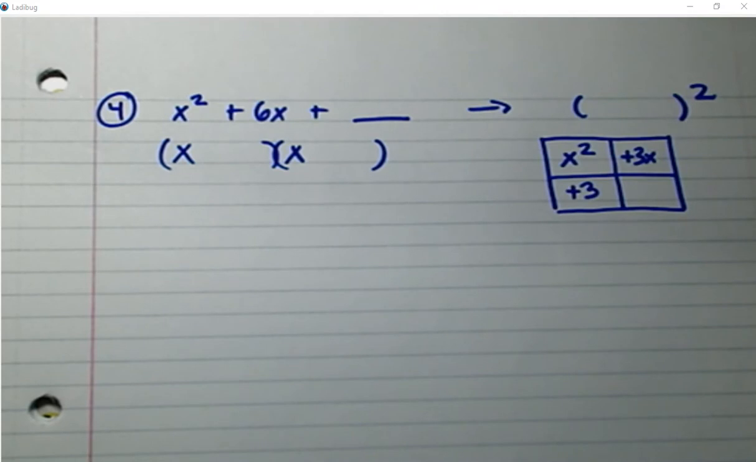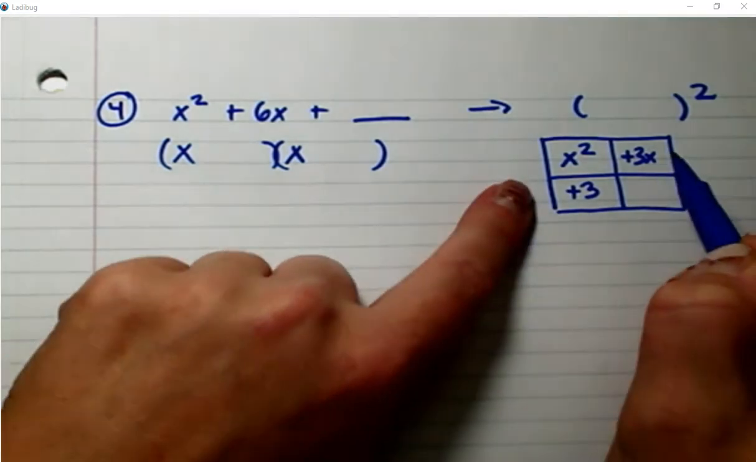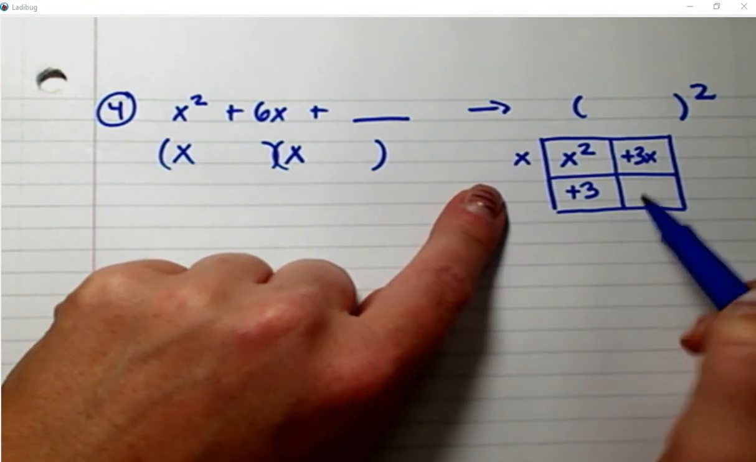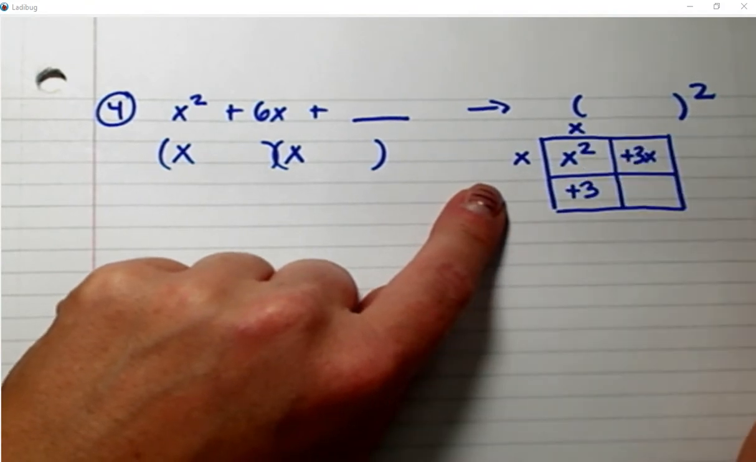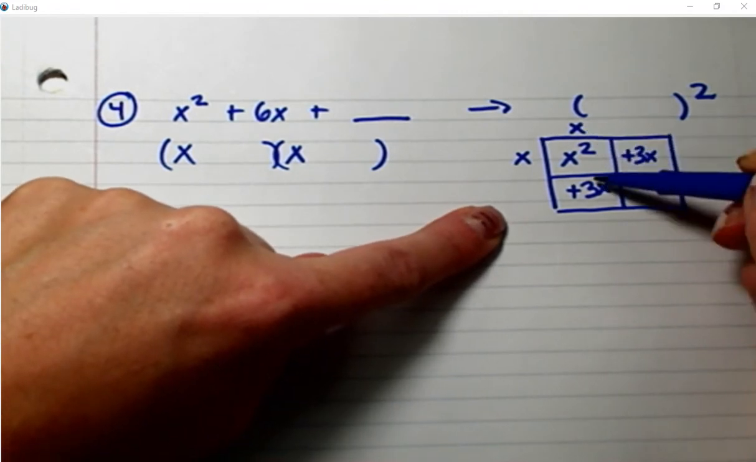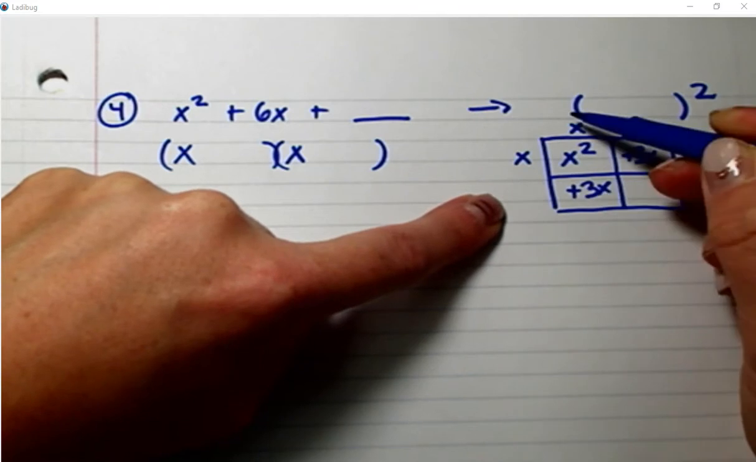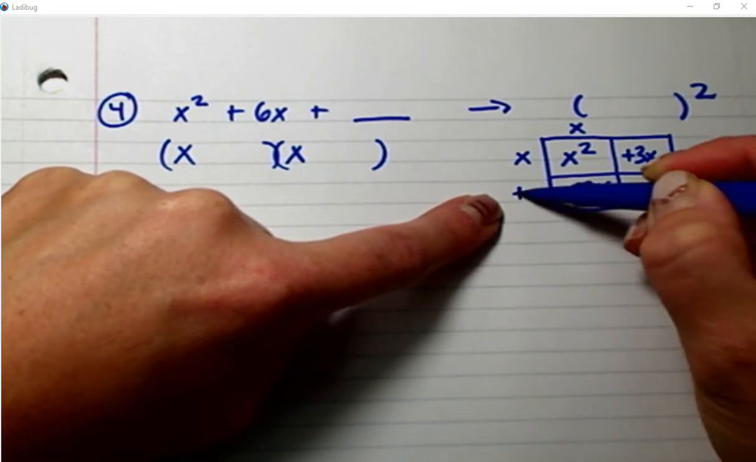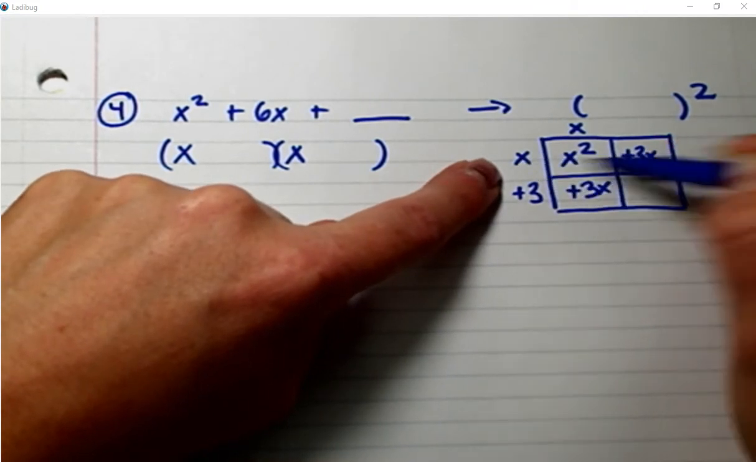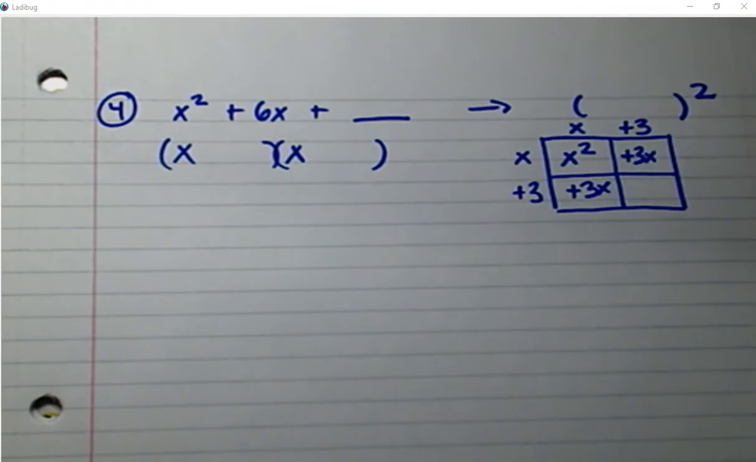Now, a Punnett square is really just another way to organize your grouping. So what's the greatest common factor here? X. Okay? X. All right. X times what gives you 3x? 3. X times what gives you 3x? Those are the factors. X plus 3 times x plus 3.